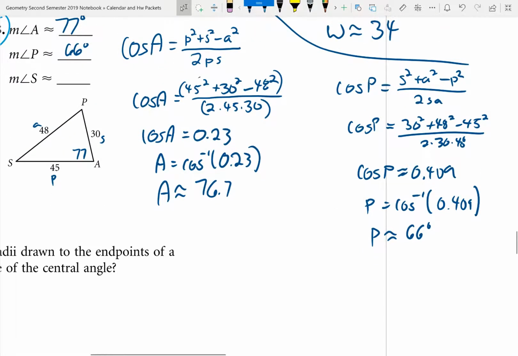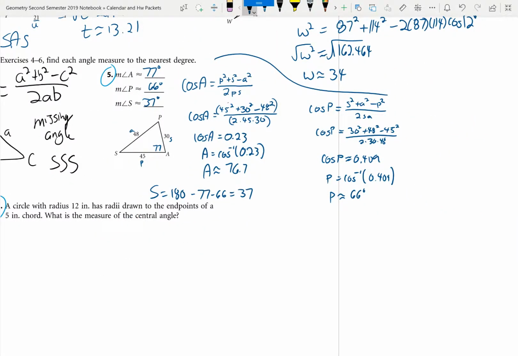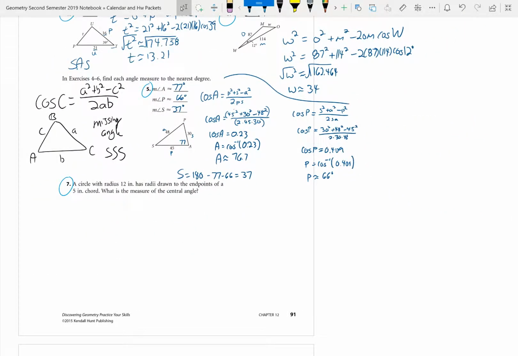Okay, so finally S is just going to be 180 minus 77 minus 66. 37 degrees. Okay, so that concludes that one. And you're done. So there's number 5.